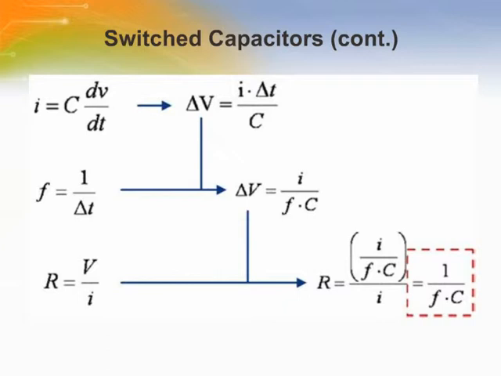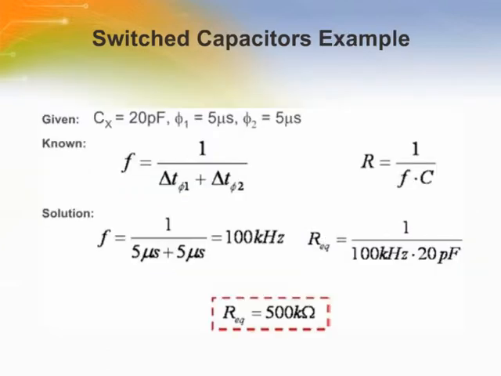Simplifying this new equation, we get a formula for R that reads R equals 1 over F times C, where R is the equivalent resistance of the circuit, F is the switching frequency, and C is the capacitor being switched. In order to better understand this formula, we will now run through an example. A typical sensor capacitor is around 20 picofarads, and in this case the pulse width for phi 1 and phi 2 are each 5 microseconds. We can plug these values into our new formula and arrive at an equivalent resistance of 500 kilo ohms.